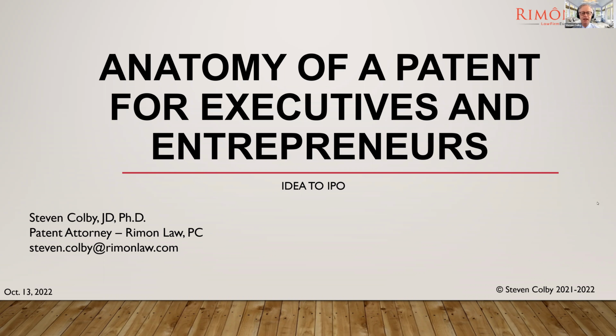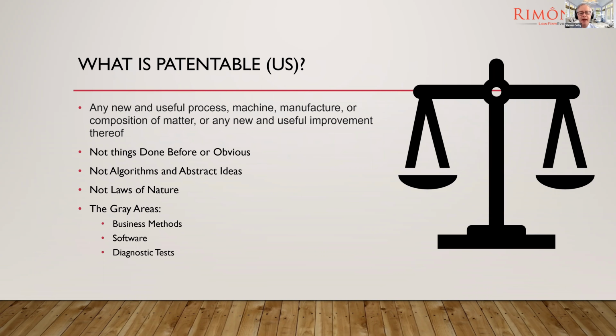Before we dive into the patent, there's a few preliminary things we should cover. What's patentable? Pretty much everything. The real question is what's not patentable. The statutes say that any new or useful process, machine, manufacture, composition of matter, or useful improvement can be patented. Of course, there's some carve-outs.